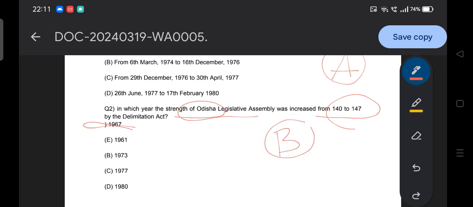I would like to apologize here. In the previous video I told it was 1974, but the answer is 73. If you check out the note, you will see that the 6th legislative assembly started from 74 to 77, and before that the strength of the legislative assembly under the Delimitation Act 1967 was increased. So here we notice that the answer is option B. We will also cover this in our theory part, so stay tuned.